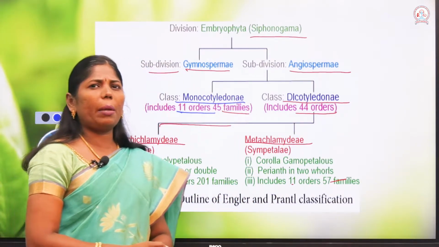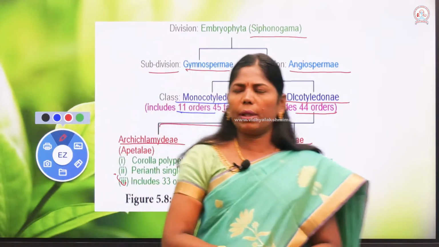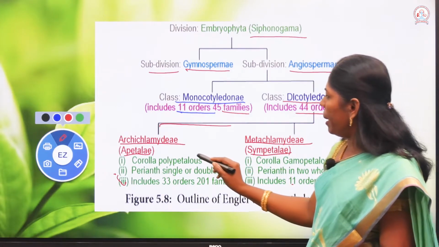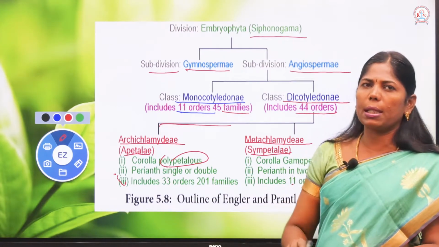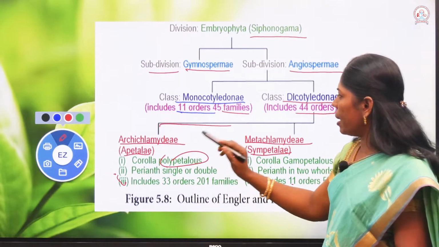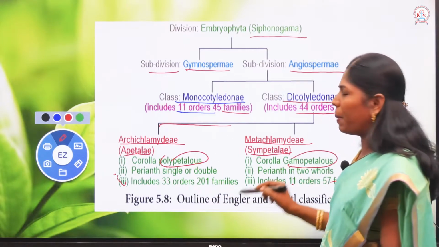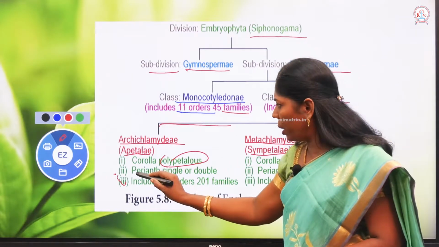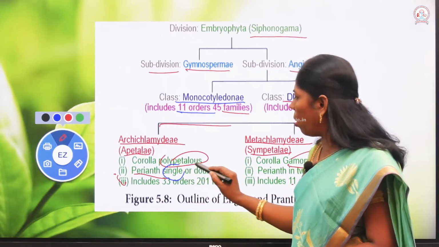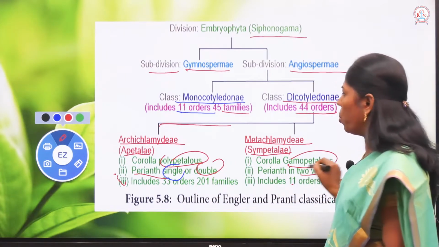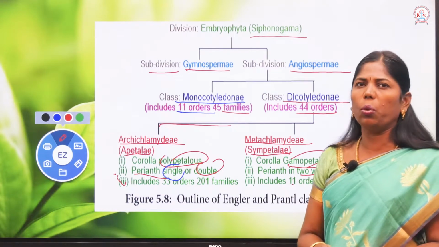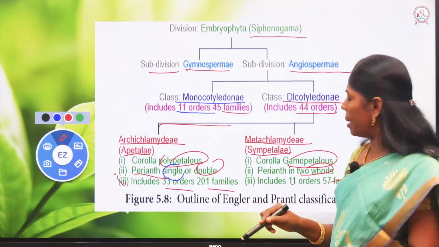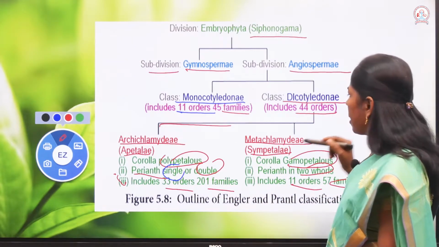Archichlamydeae is apetalae அப்படினு சொல்றோம். So that is petalae, apetalae, and this is sympetalae அப்படினு அர்த்தம். It means polypetalous. Polypetalous means the petals are free. Gamopetalous means the petals are united. It has a perianth. The perianth may be single or double whorls, but here it has two whorls, compulsory ரெண்டு whorls இருக்கும். It has 33 orders and 201 families. Here that is 11 orders, 57 families.